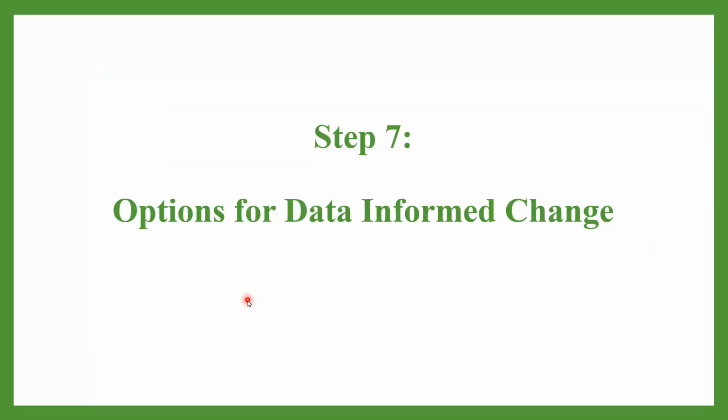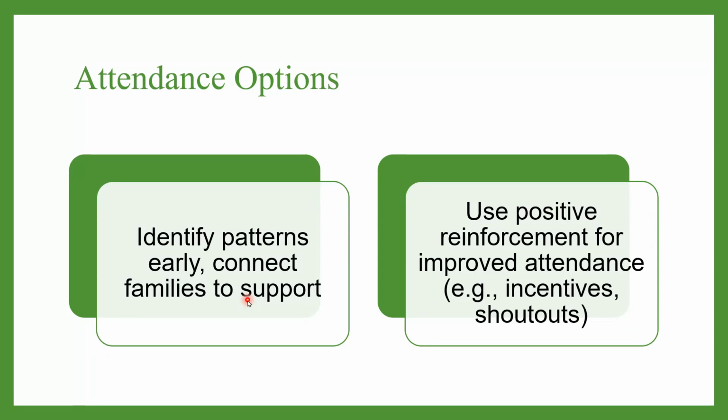So, options for this data informed change. Step 7. For attendance, it is important to identify the patterns, see why students are not showing up, being in contact with those parents to see how can we delve down on what is really going on and how can we support. And that may be to include the social worker, including the guidance counselor, and so forth.